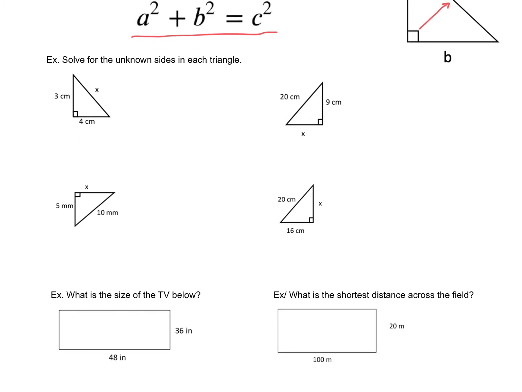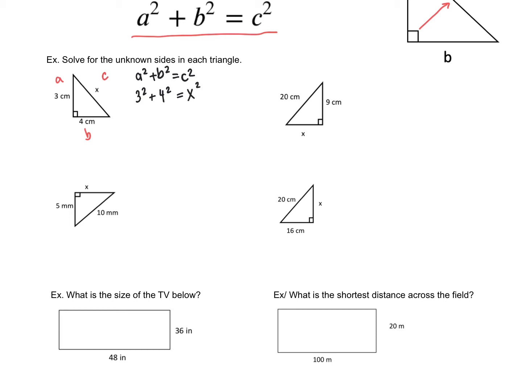First, I have this triangle with sides 3 and 4, and I'm looking for x. X is the hypotenuse, so I will label it as C. The way I label A and B really doesn't matter. I'll start off by writing A squared plus B squared equals C squared, and I'm just going to plug in all of my side lengths. Instead of A, I'll write 3 squared. Instead of B, I'll write 4 squared. C I don't know, but in my triangle it's labeled as x.